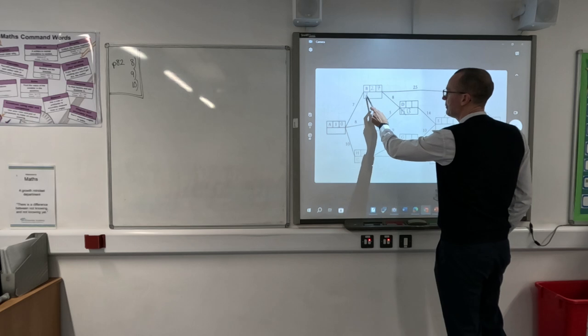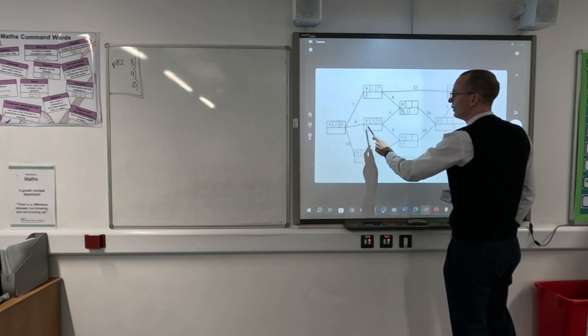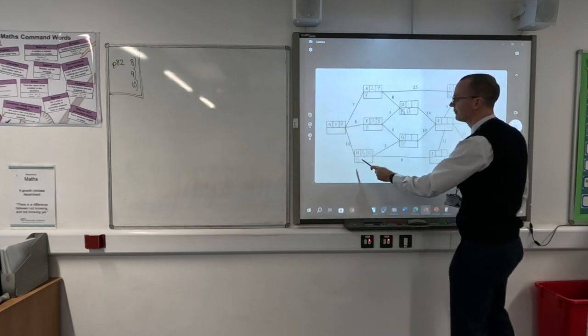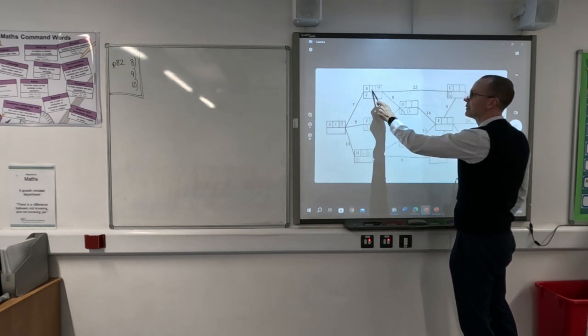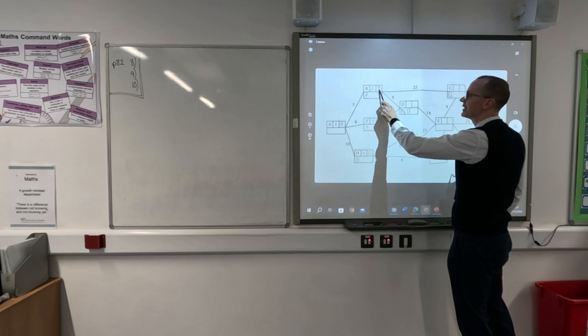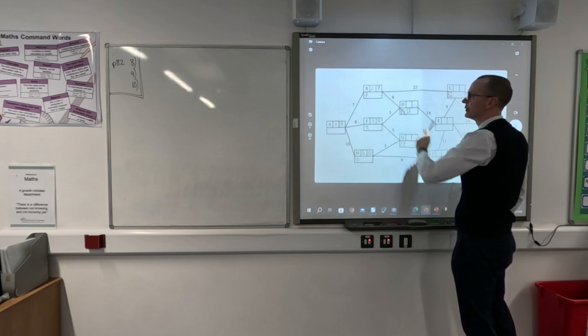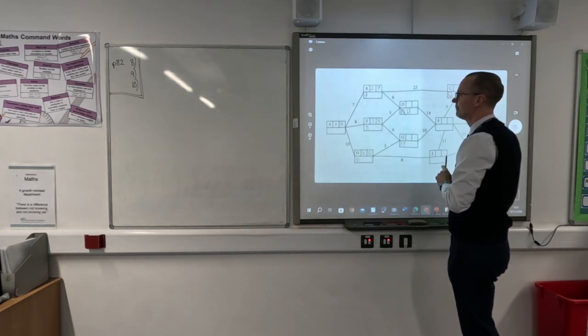I then filled in temporary labels at all the places you can get to from A, and then I chose the shortest of those, which was B. So B is the second place I got to with a distance of 7. I now know the shortest distance to B is 7.